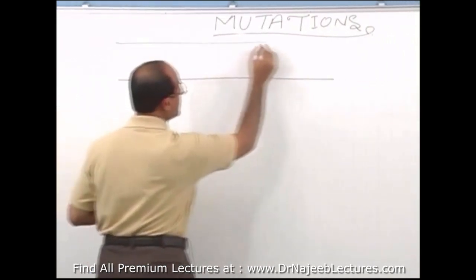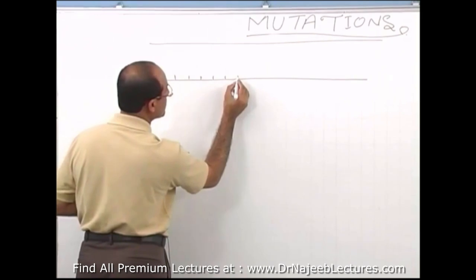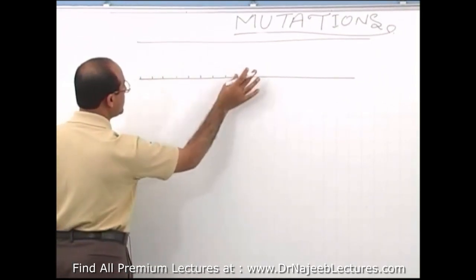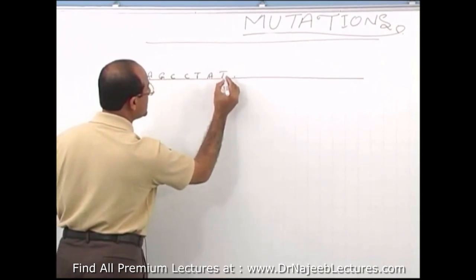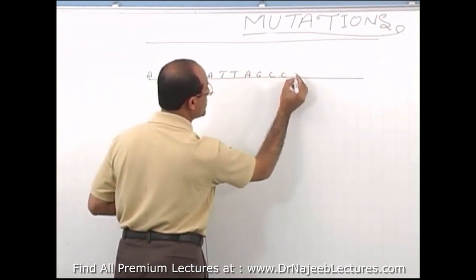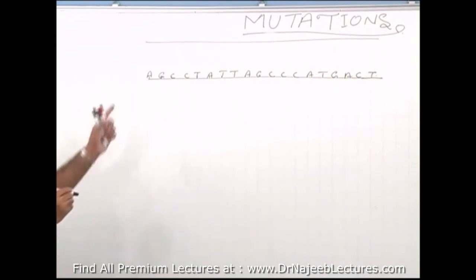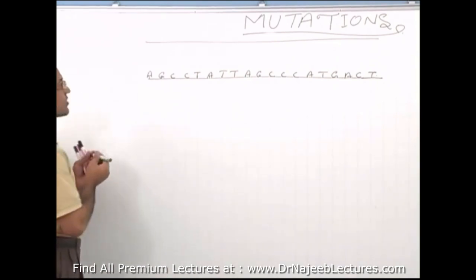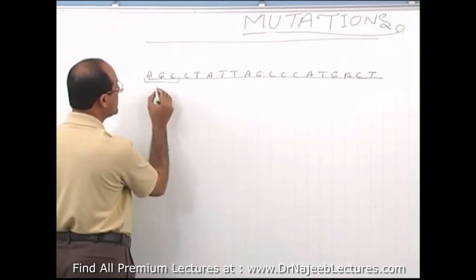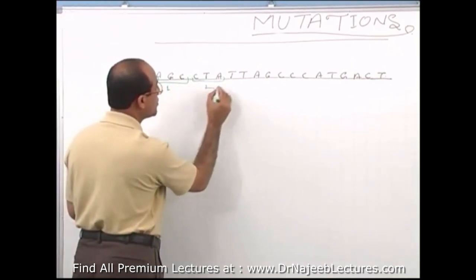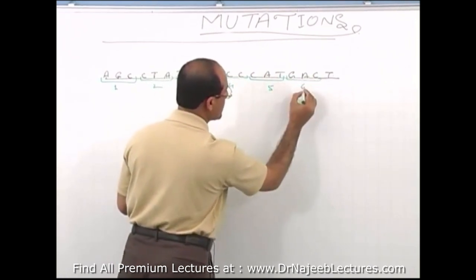Let's suppose it's a DNA template. Nucleotide sequences, okay, I will write it simply. It is adenine, guanine, cytosine, cytosine, thymine, adenine, thymine, thymine, adenine, guanine, cytosine, cytosine, cytosine, adenine, thymine, guanine, adenine, cytosine, thymine. Now, suppose this is the template. Now, let's suppose transcription starts. This is the point which is the first coding point. So this is first codon, second codon, third codon, fourth, fifth, sixth.